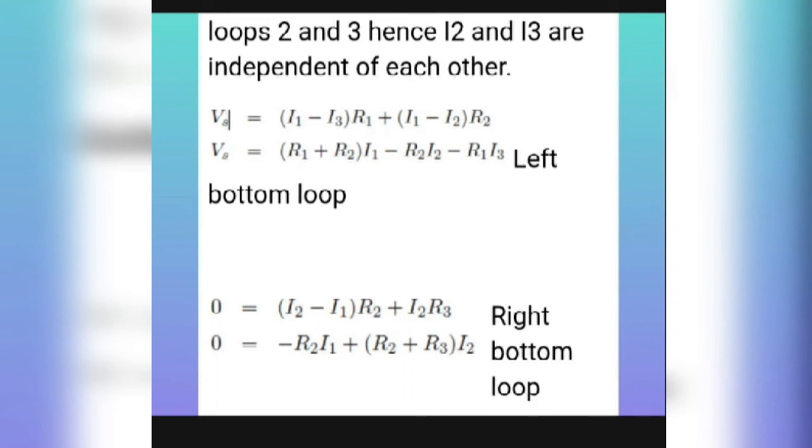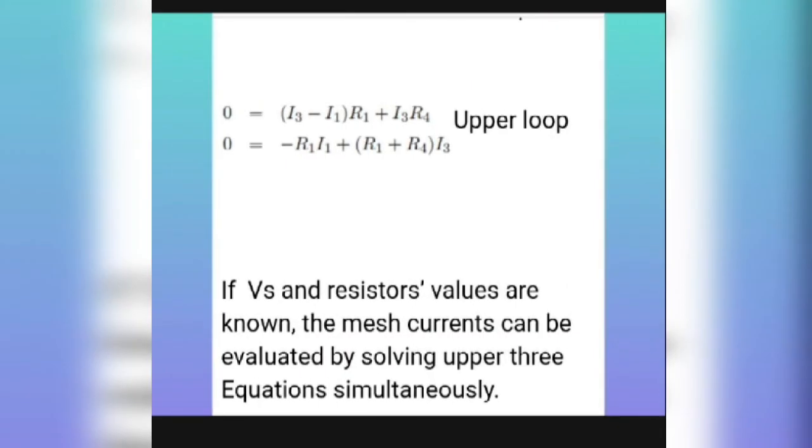The right bottom loop is calculated similarly. If Vs and the resistor values are known, the mesh currents can be evaluated by solving the three equations simultaneously.